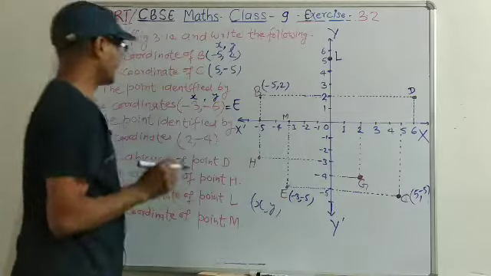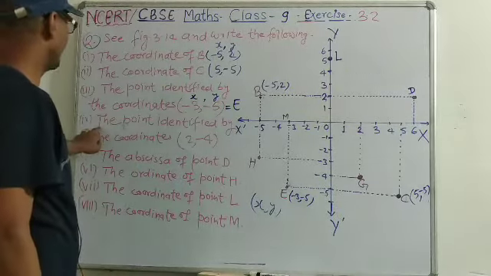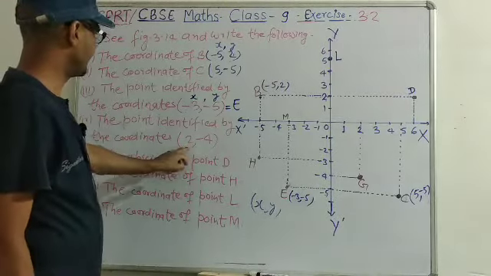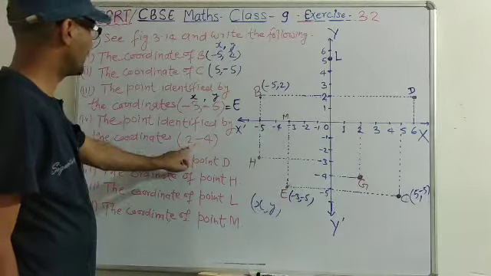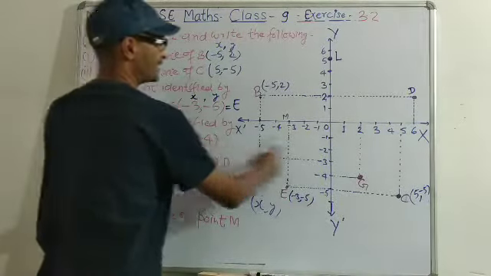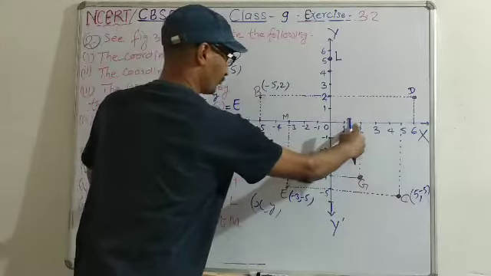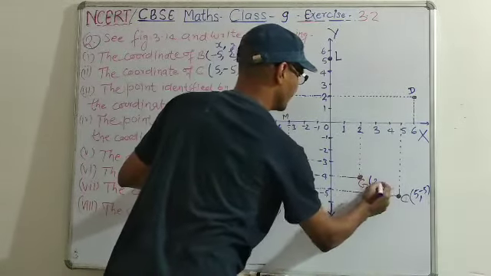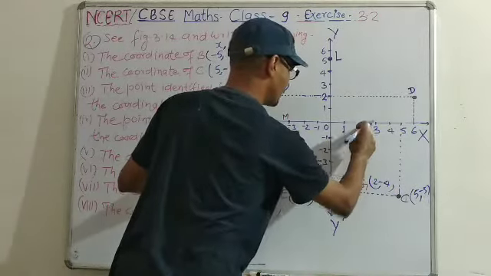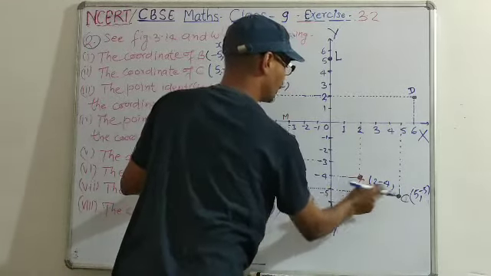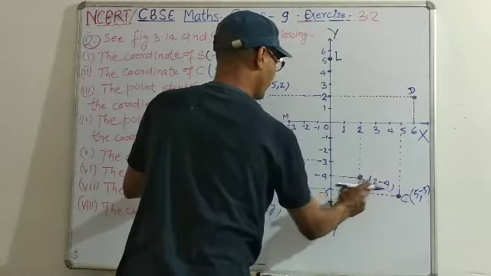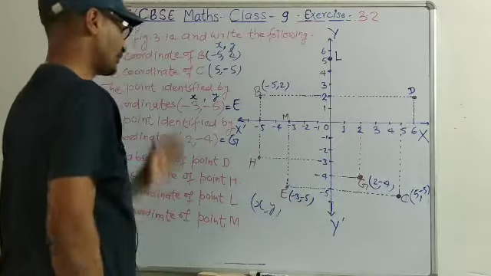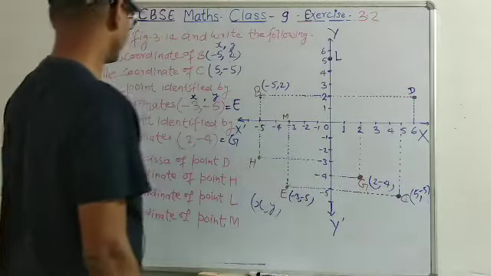So number 3 finished. Number 4, the point identified by the coordinates 2 and minus 4. It is x, it is y. So 2 and minus 4. 2 on the x-axis, y-axis minus 4. That means actually this point is 2 and minus 4. The 2 minus 4, on which point it is G. So we write only point name G, because point of the G is 2 minus 4.